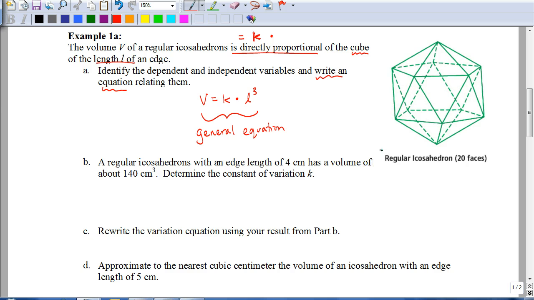Remember, k is not a variable. K is a constant. K should be a number. So before I can find the volume of this icosahedron, I need to have a specific equation. So I need to find out what k equals. That's our next step.